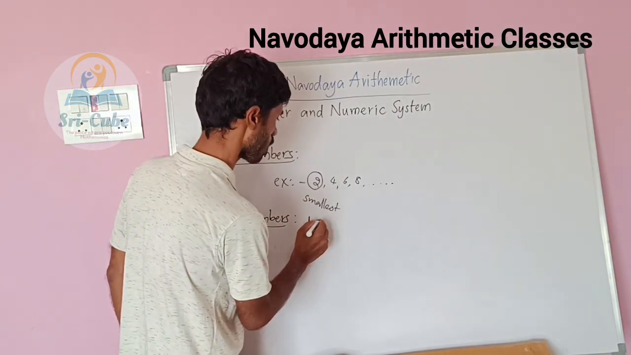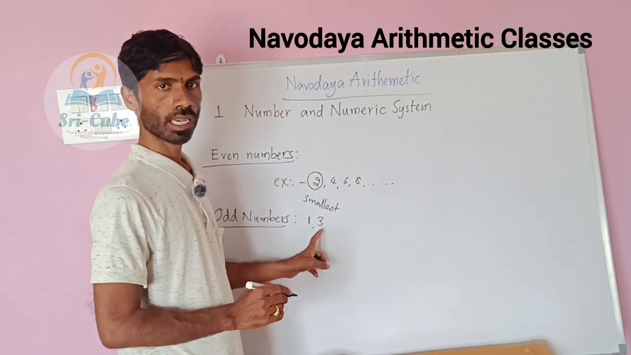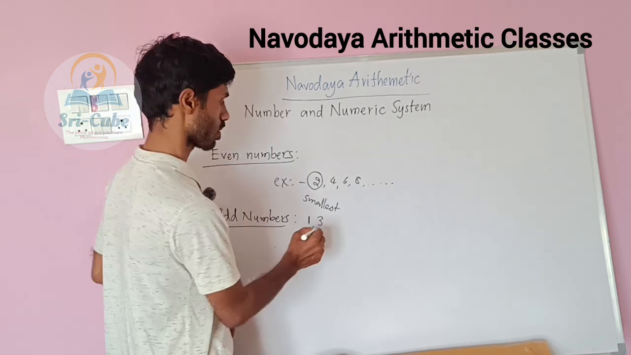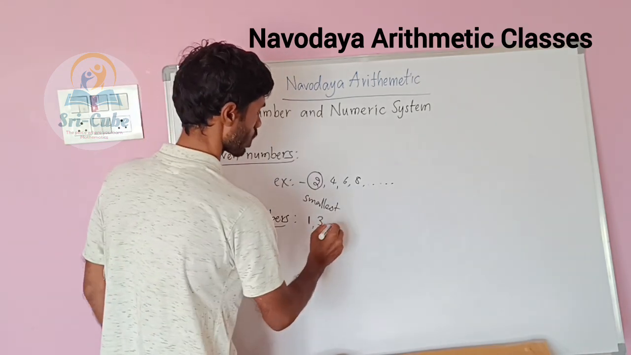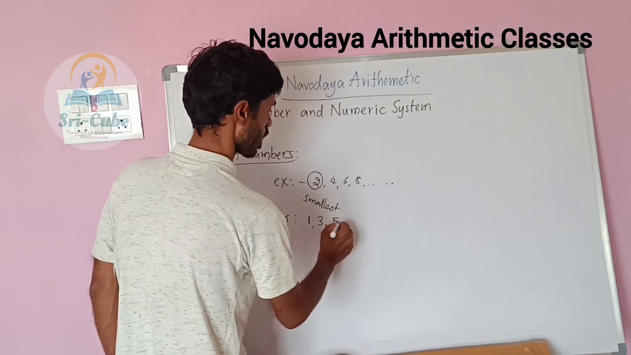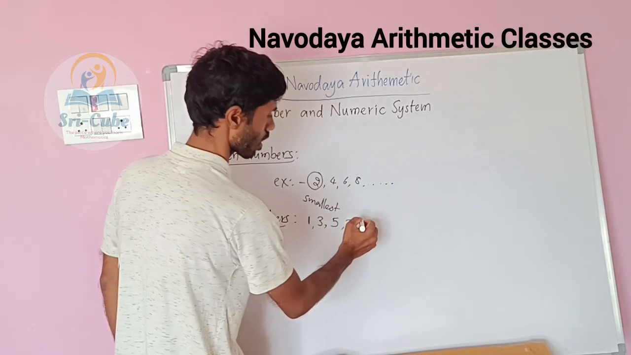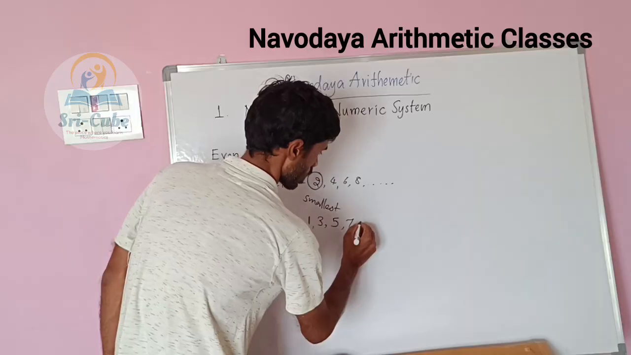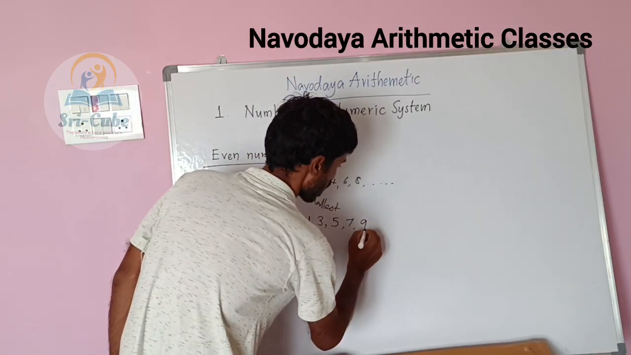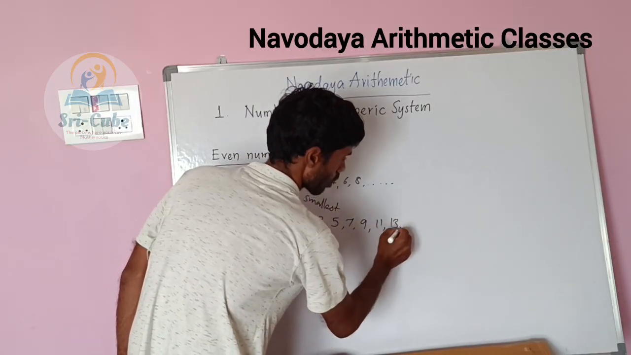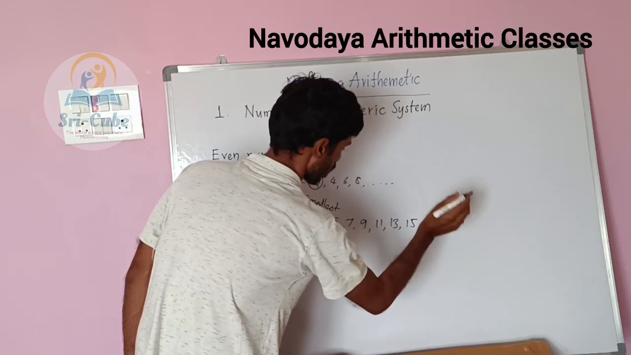Next, another odd number, 3. 3 cannot be divisible by 2. 3 is another odd number, and so on up to 1, 3, 5, 7. The remaining missing numbers will be odd numbers: 9, 11, 13, 15 and so on.